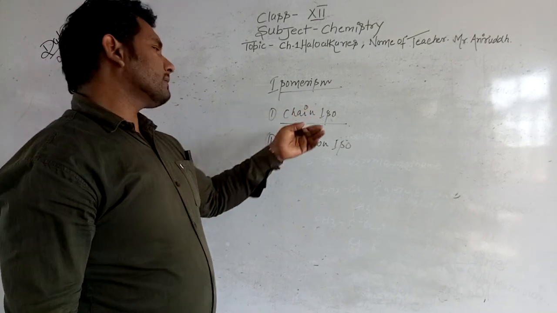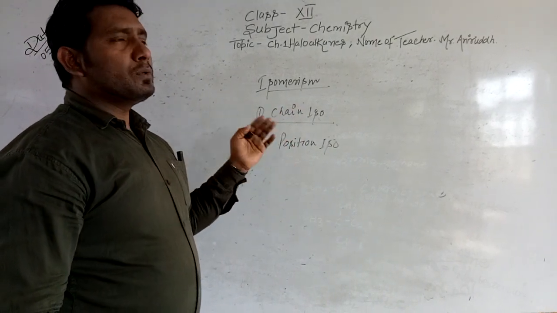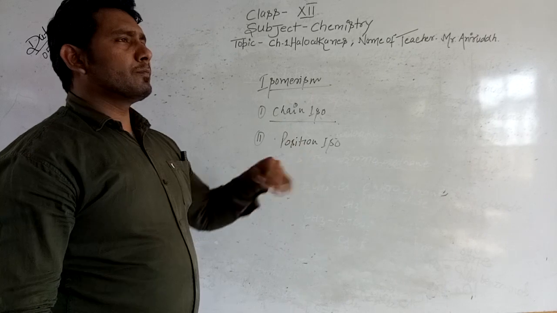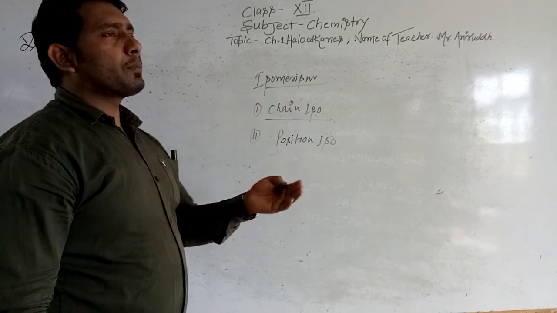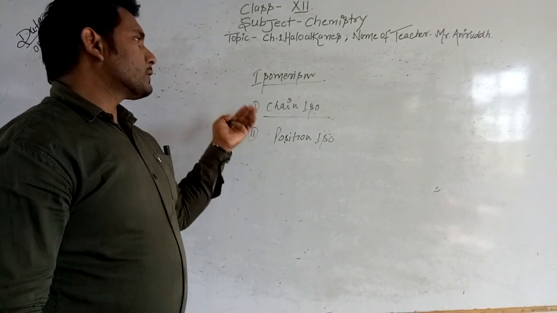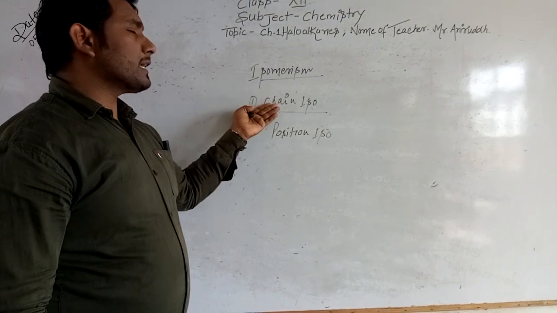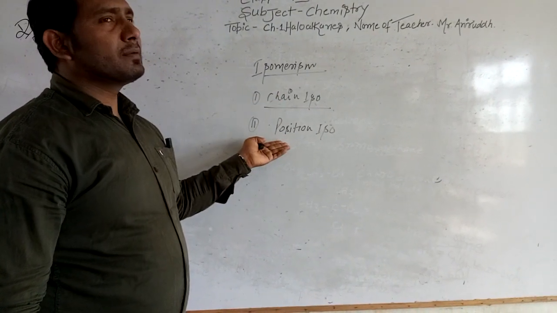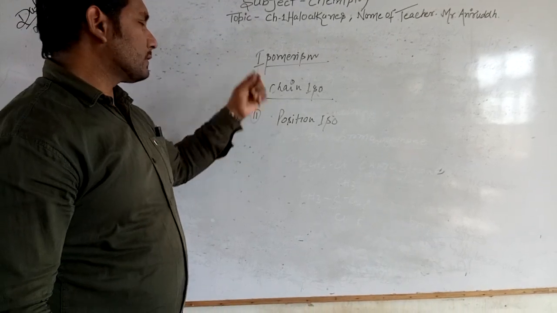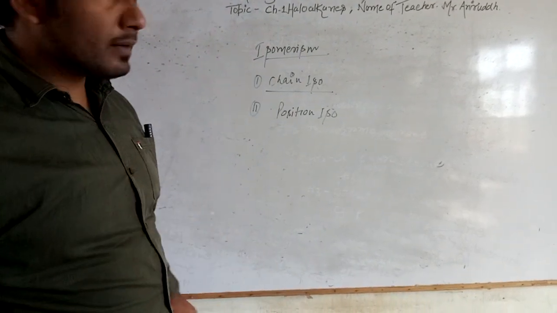the molecule are changed. What about position? Due to differing the position of a particular functional group, the name and properties of the molecule are changed. So haloalkane exhibits two types of isomers, chain isomers as well as position isomers. So these are the isomers for haloalkane.